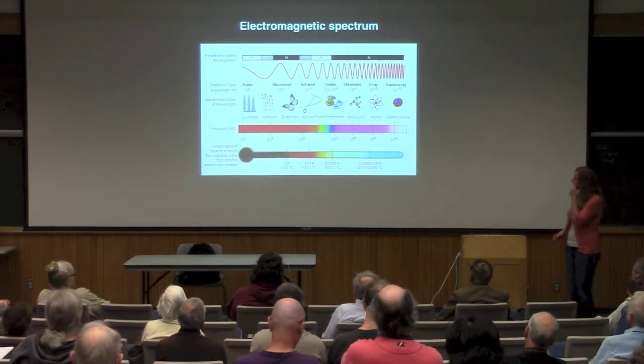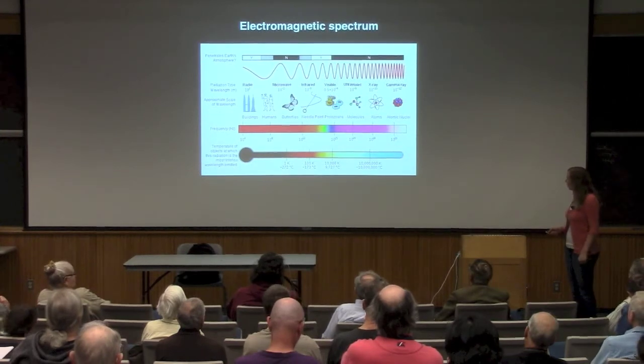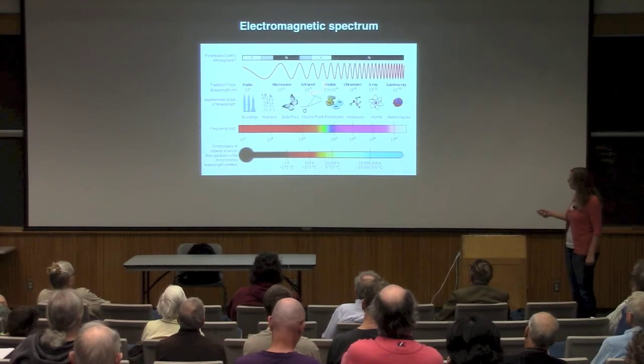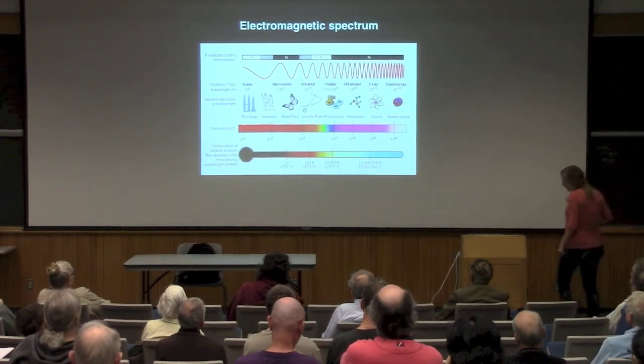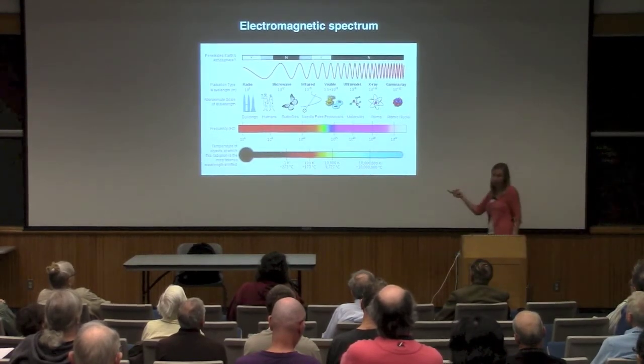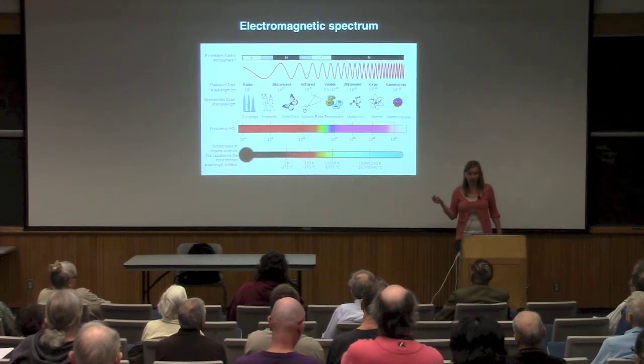So this is the electromagnetic spectrum as we all know it. So here you see the visible regime to where our eyes are sensitive. You have the infrared, where it becomes hotter, the microwave, we all know that one, UV radiation, X-ray, gamma ray, all these types of radiation we receive from galaxies.